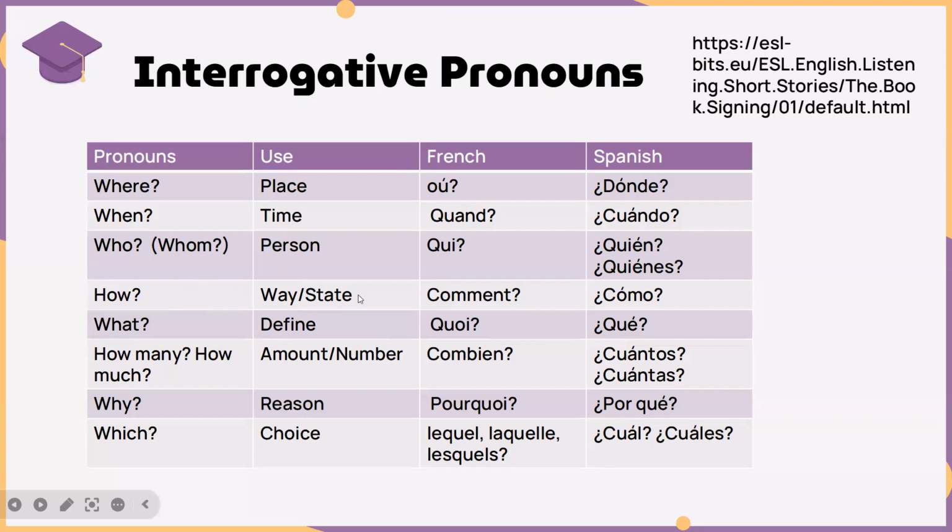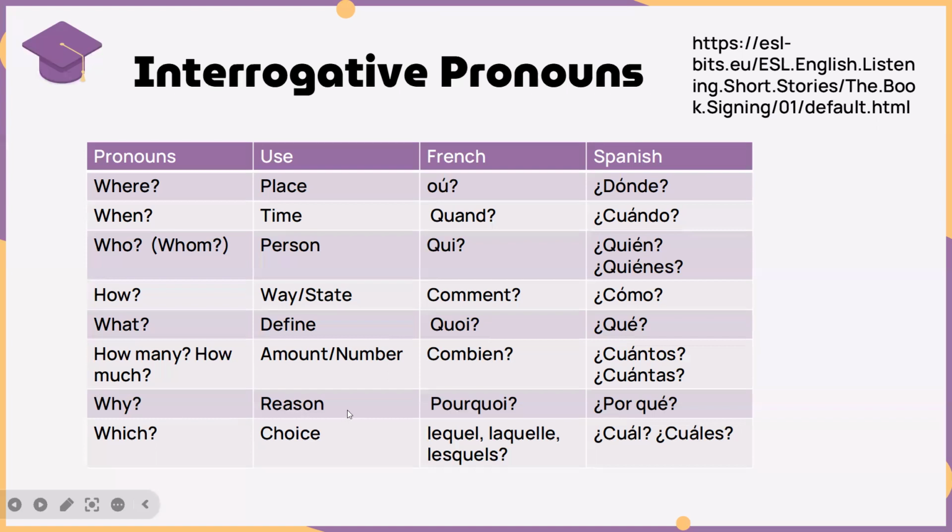How is the way or the state of something. What, you have to give, like, define something. How many? How much is the amount and number. So what's the big difference between how many and how much? How many is for things that you can count. So it's normally the number. How much is amount, okay? So when you want to know things that you cannot count, the amount of something, you use how much.